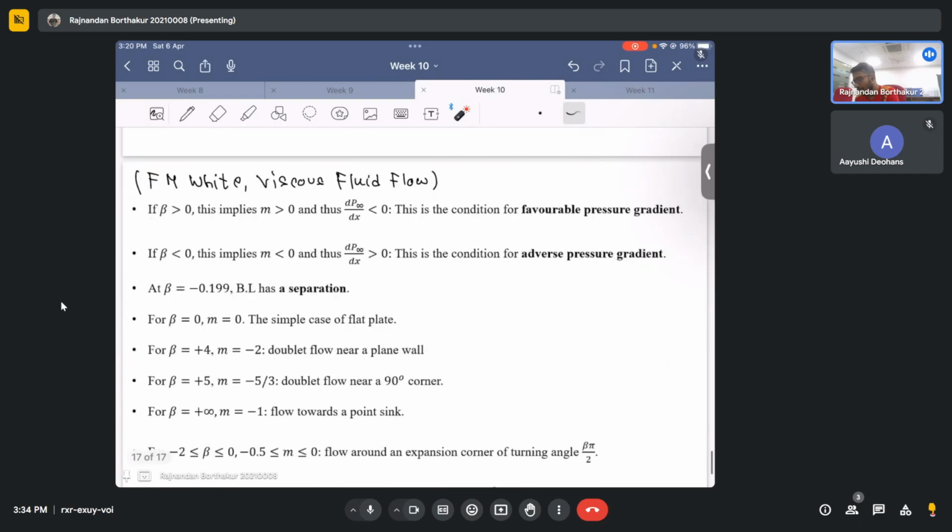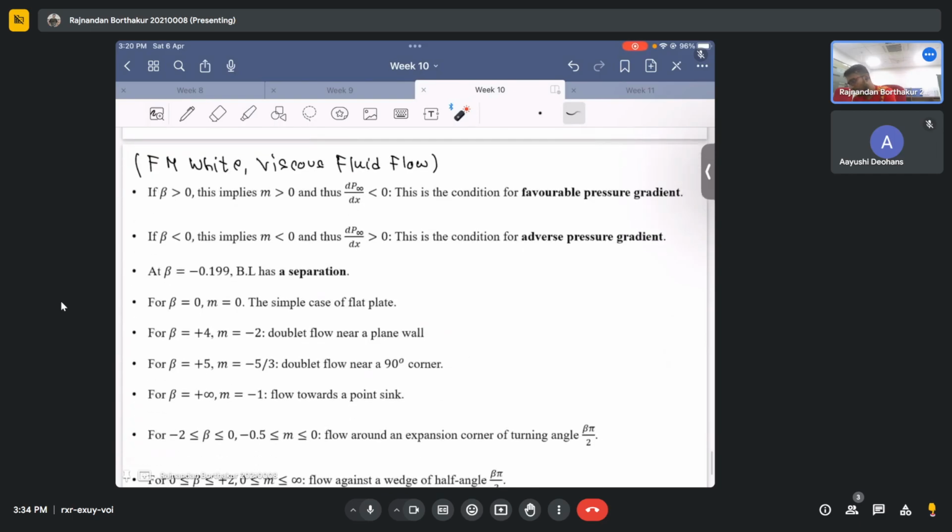We will look into certain examples. I took this from the book Viscous Fluid Flow by F.M. White. You can find this in the book. You can easily see that this is something we summarize: if beta is greater than 0, this implies m is greater than 0, which you can quickly correlate. Then this means our dU infinity by dx is less than 0, and we are in a zone of favorable pressure gradient. And this is the reverse scenario that we are trying to talk about.